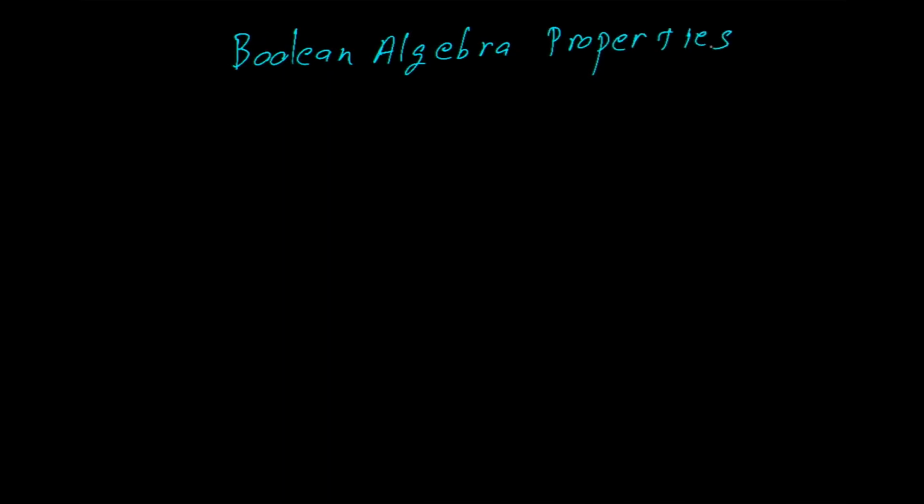Let's move on to our Boolean algebra properties. We'll start out with some of the simple ones. A or 1 will always equal 1. A and 0 will always equal 0. At the gate level, you could think of this as an OR gate, having an input of A and 1. Since we have a constant of 1 here, it doesn't matter what A is. The output will always be 1.